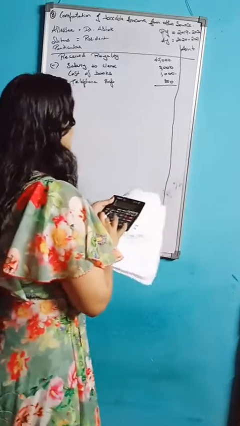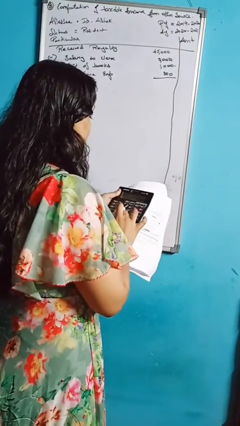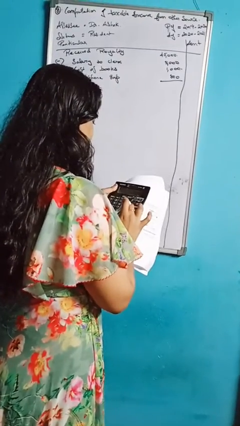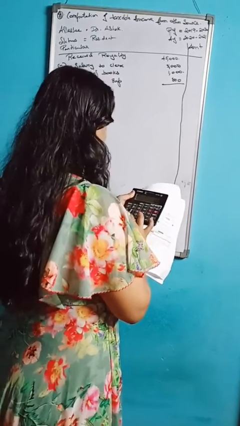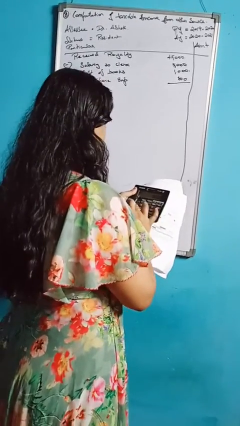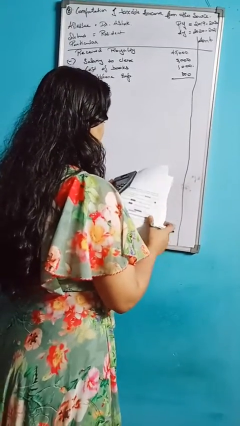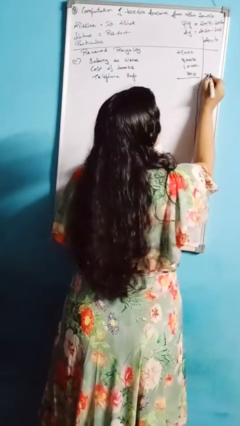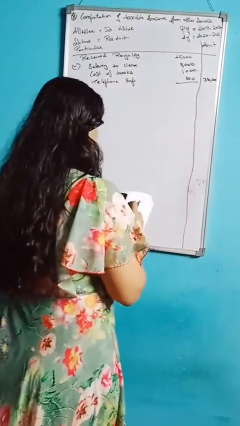And from this, minus how much will you get? 45,000 minus 5,000 minus 1,000 minus 800, you will get 38,200. 38,200. Okay, so this is the answer you will get.